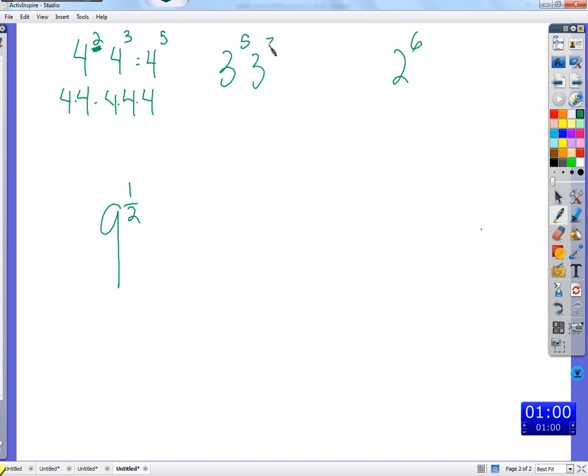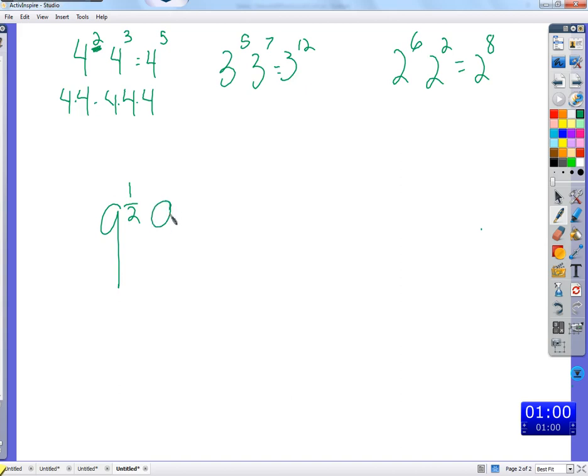Okay? But 3 to the fifth times 3 to the seventh is 3 to the 12th. Okay, and 2 to the sixth times 2 to the second is 2 to the 8th, right? So we just add the exponents together. This is a property, it's not a law, it's a pattern we're noticing that we feel comfortable using. If we multiply two things together that have the same base, a base of 4, or a base of 3, or a base of 2, we just add their exponents together, because that's how many factors there are.